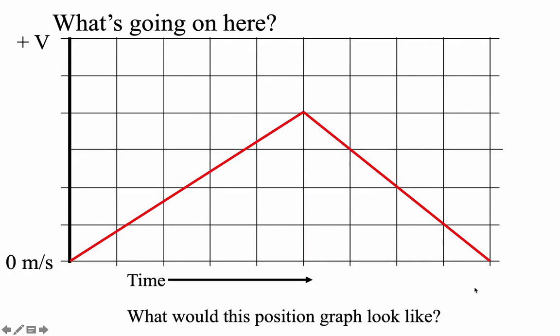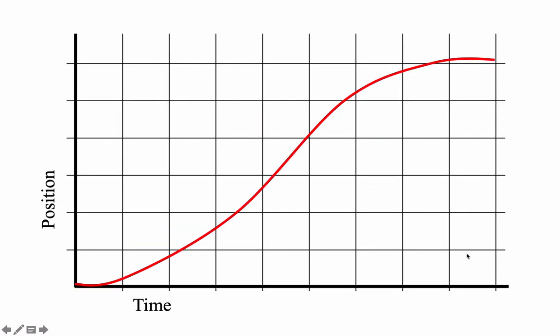Now, the question is, what would a position graph look like of me speeding up and slowing down? Well, it's subtle. Let me just show you what it looks like. This is what it would look like. From here to here, I'm speeding up. Notice that the slope, remember this is a position graph, the slope is getting more and more, and then the slope gets less and less. Starts off at 0, ends at 0.